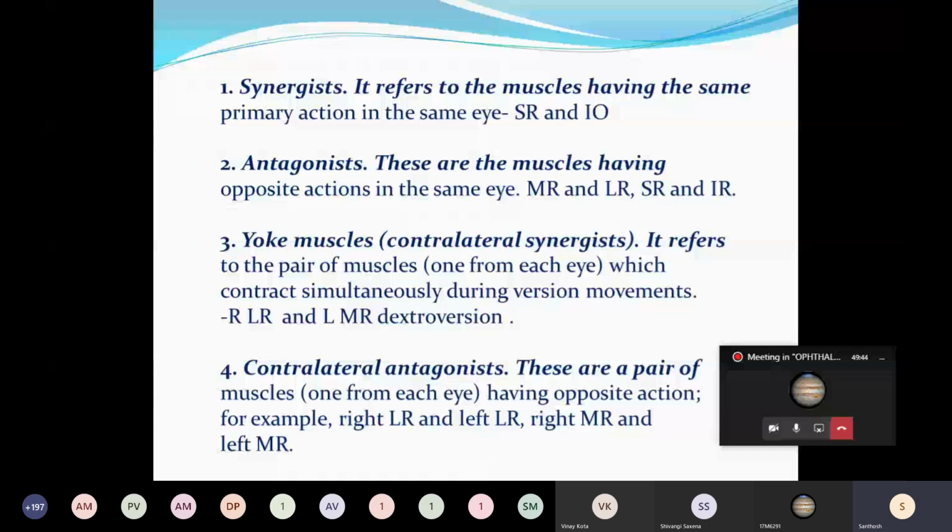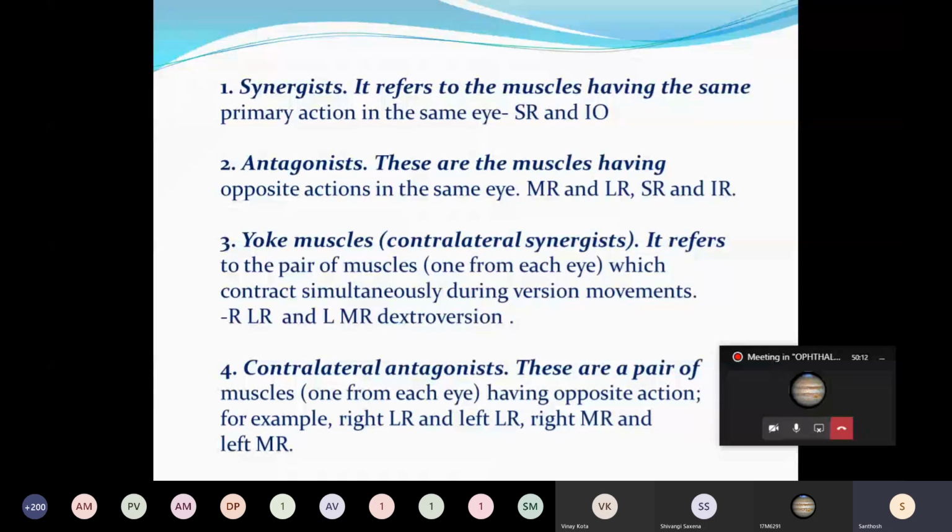And you must know a few terminologies as far as the muscles are described. So you have to know which are the synergistic muscles. It refers to the muscles having the same primary action in the same eye, for example, superior rectus and the inferior oblique. Antagonists are the muscles having opposite actions in the same eye, for example, medial rectus and lateral rectus, and superior rectus and the inferior rectus.